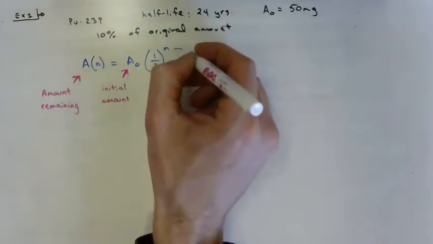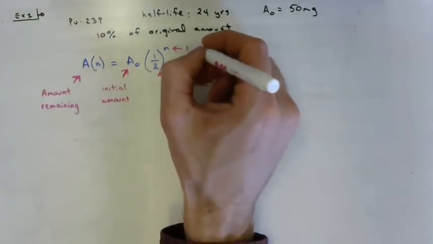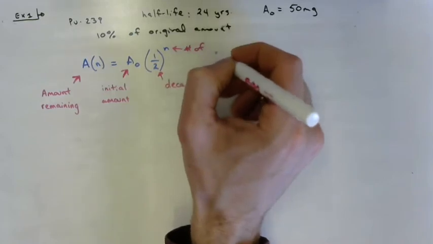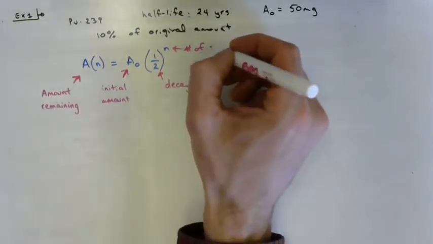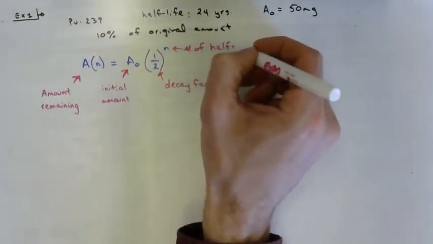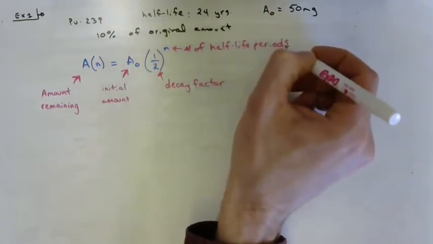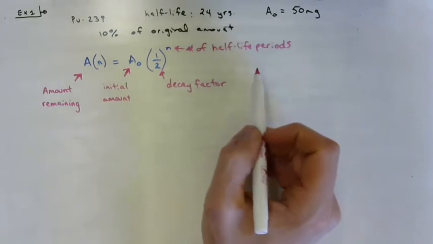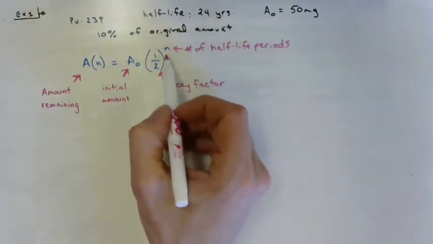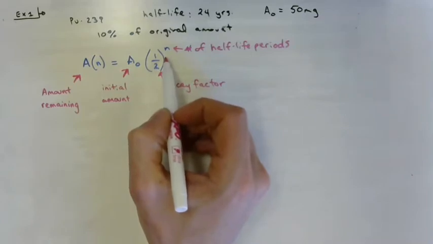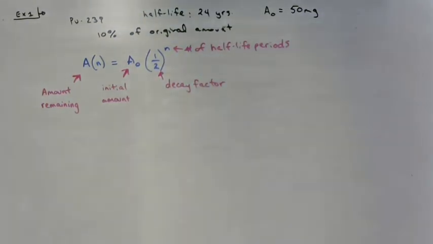And the last thing that we need here is our number of years? No, number of half-life periods. So if I'm talking about a period of 24 years, what number should go here for n? 1. 48 years, n is 2. Okay, can you have in between those? Yeah, of course, it's still decaying. So 36 years would be 1.5 half-life periods.